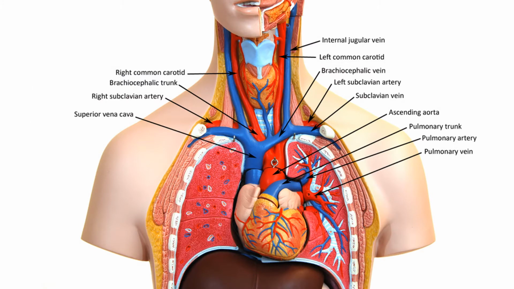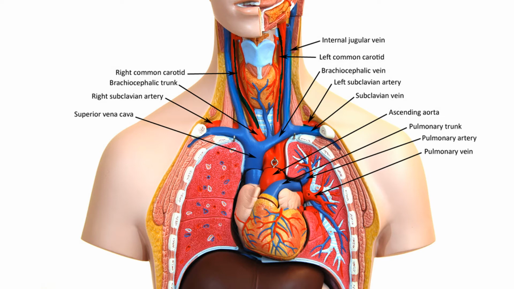So here is another perspective of our torso model. And again, this one is showing you deep structures, vessels in the throat. It is not showing you the external jugular. So this whole thing is the internal jugular vein running right next to this left common carotid artery. Over here is the right common carotid artery next to the right internal jugular vein.